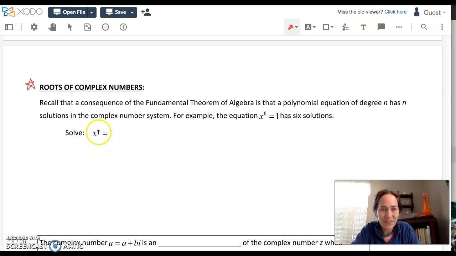Let's look at this problem here. This almost seems like too easy of a question. How does this have anything to do with finding roots of complex numbers?